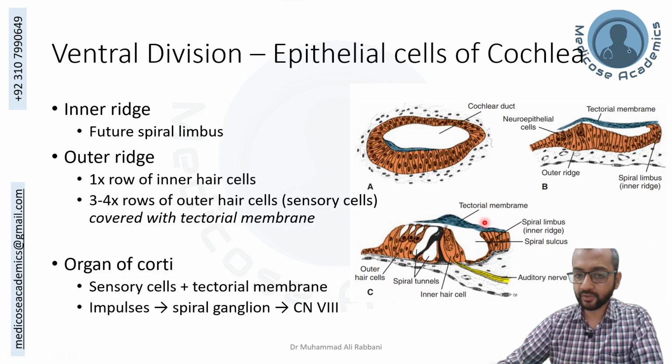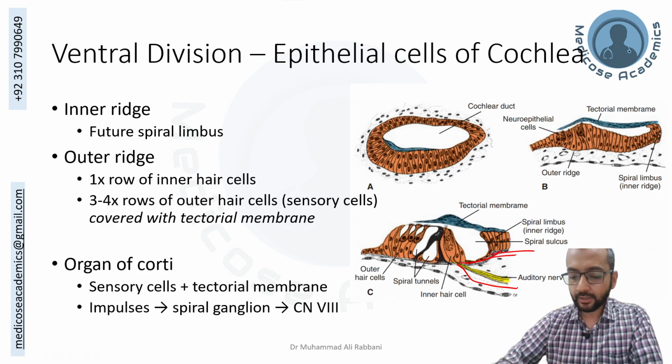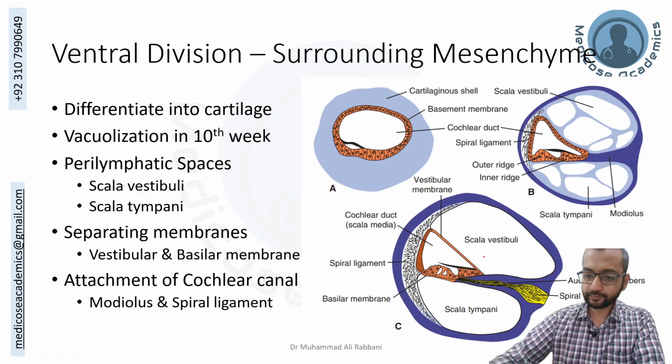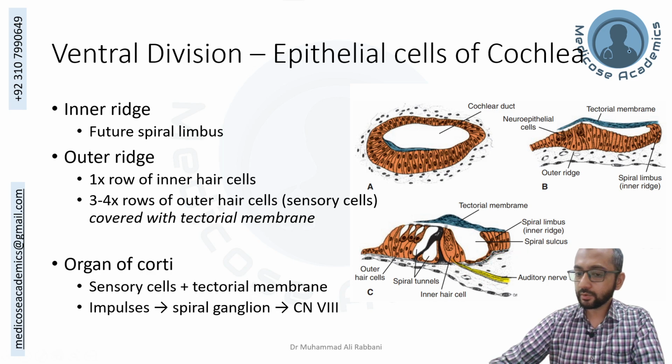It rests on the top of the bone. Here you can see this is the part of the bone that is here, like this. This is the part that will develop into the bone. As you can see in the purple, you can see this bone. So this is the bone, and this is the spiral limbus that is forming, and it is lying on the top of the osseous spiral lamina.